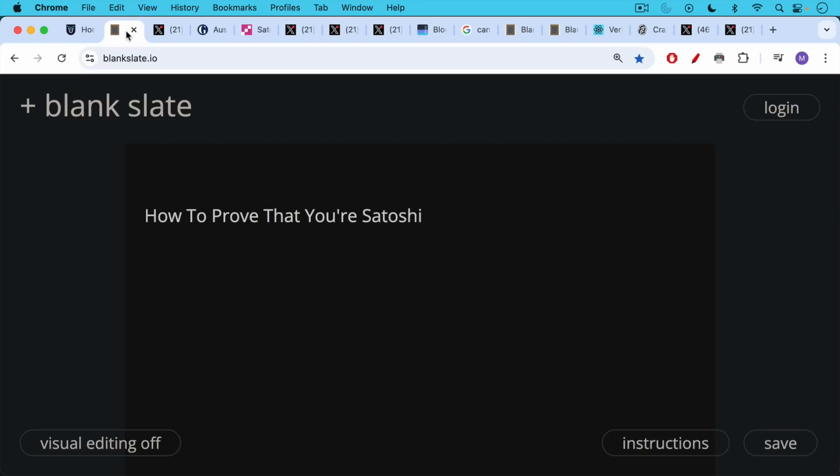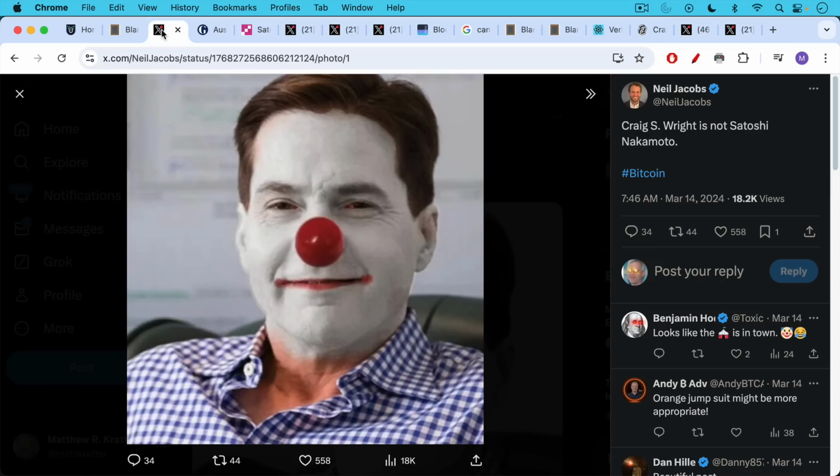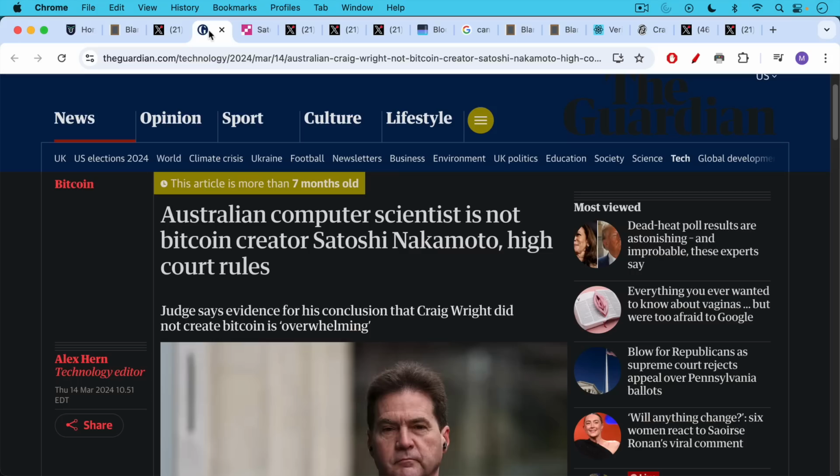Today I want to teach you how to prove that you're Satoshi and how to prove that you control a certain Bitcoin address. We've had many pretenders over the years. Craig Wright pretended to be Satoshi, but ended up perjuring himself in court and being definitively shown that he was not Satoshi. And I'm going to show you another way in this video how we know that he's not Satoshi.